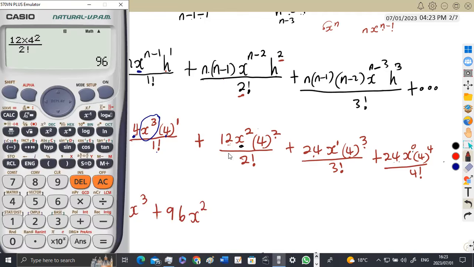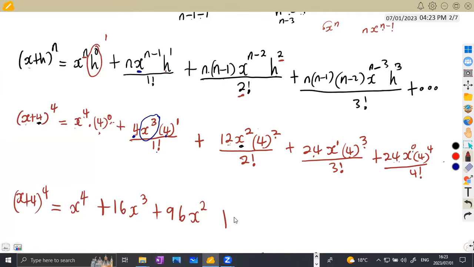And these numbers, we're going to have a fraction again, 24. So that's 24 times 4 to the exponent of 3, everything over 3 factorial like this. So this is going to give us 256. But here it's x to the exponent of 1. So it's going to be plus 256x, all right? This part here, we can simplify.